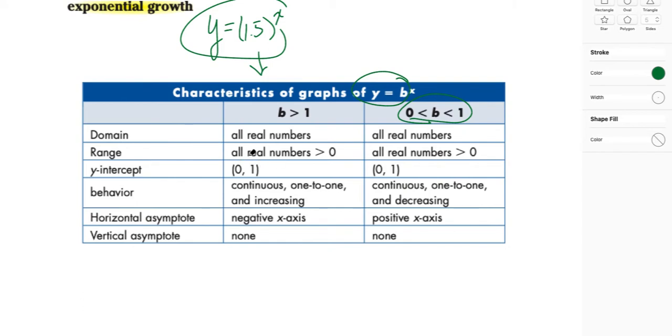The range is going to be greater than 0, cannot be less than 0. The y-intercept, well, think about the y-intercept. When I plug a 0 in, any number to the 0 power is going to be 1. And you'll see that no matter what that b value is, we see that's going to happen. Here, the behavior is going to be continuous, 1-to-1 and increasing. And there's a horizontal asymptote, and we'll talk about where that comes from. A horizontal asymptote, the negative portion of the x-axis, and a vertical asymptote.